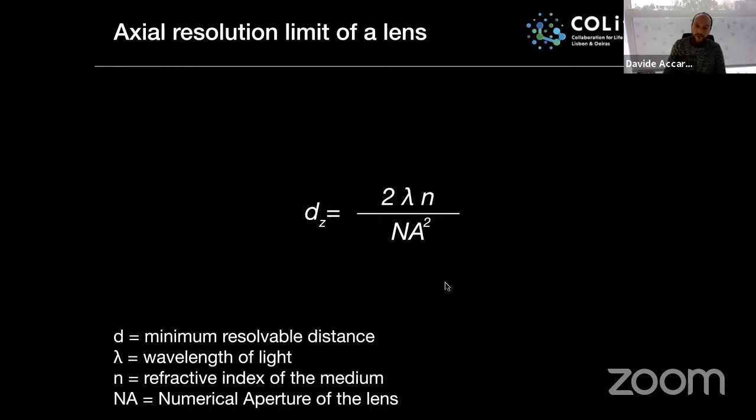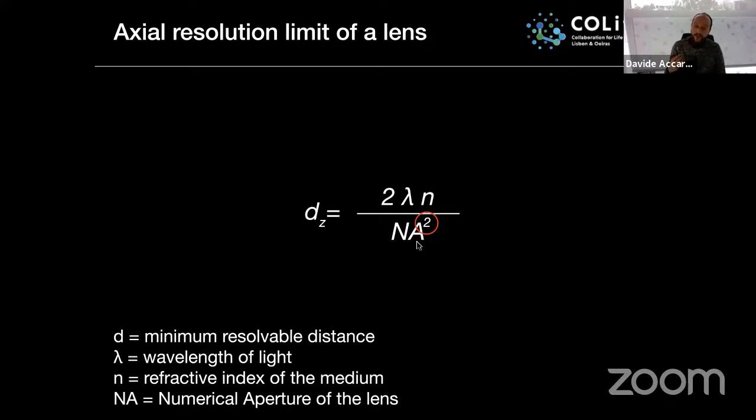So two considerations. First of all, the resolution limit in Z is inversely proportional to the power of 2 of the numerical aperture, which means that the resolution in Z will increase exponentially with the increase of the numerical aperture.